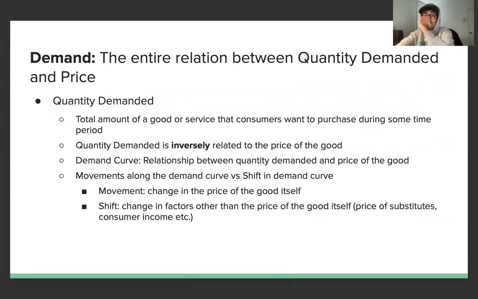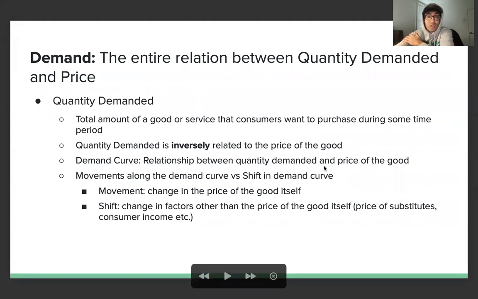So demand is the entire relation between quantity demanded and price, and it's really important to understand the difference between quantity demanded and demand. Quantity demanded is the actual amount of a good or service that the consumers want to purchase for a specific price point. And combining all of these different points with all of the respective quantity demanded is what gives us the demand curve, which is the entire relationship between quantity demanded and price of the good.